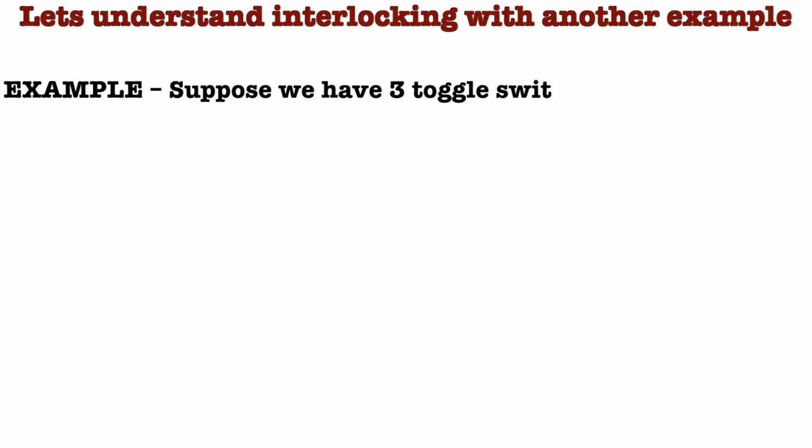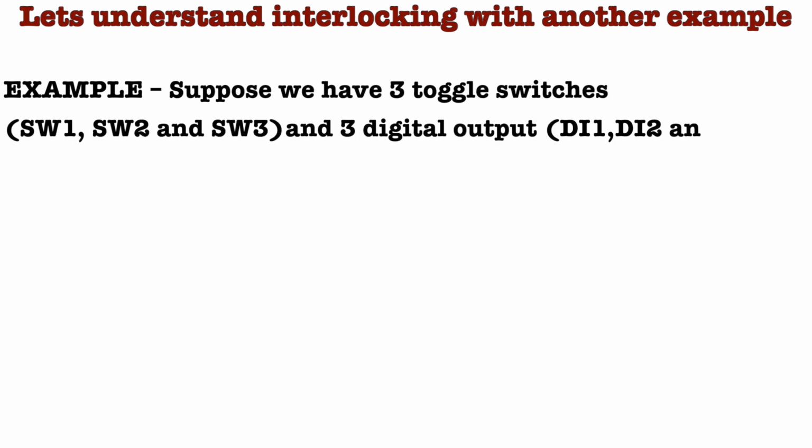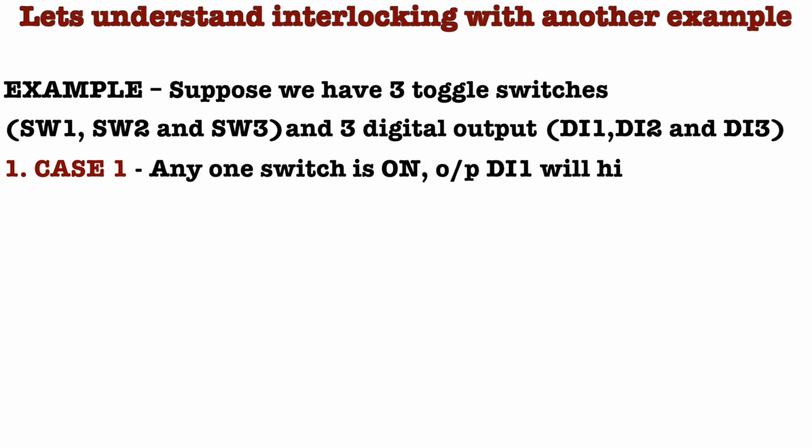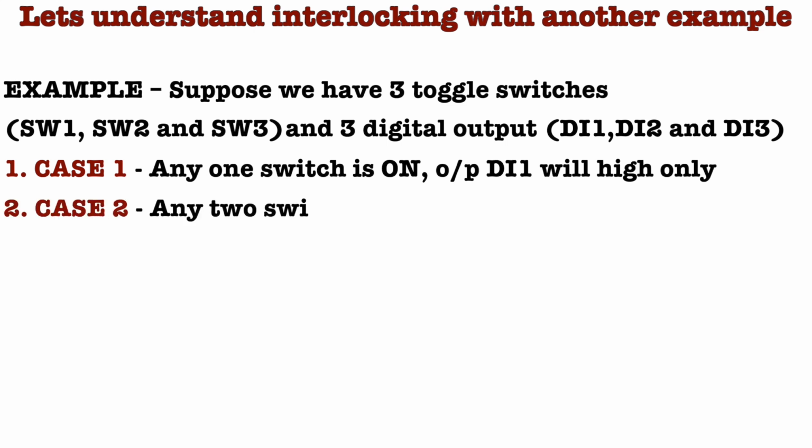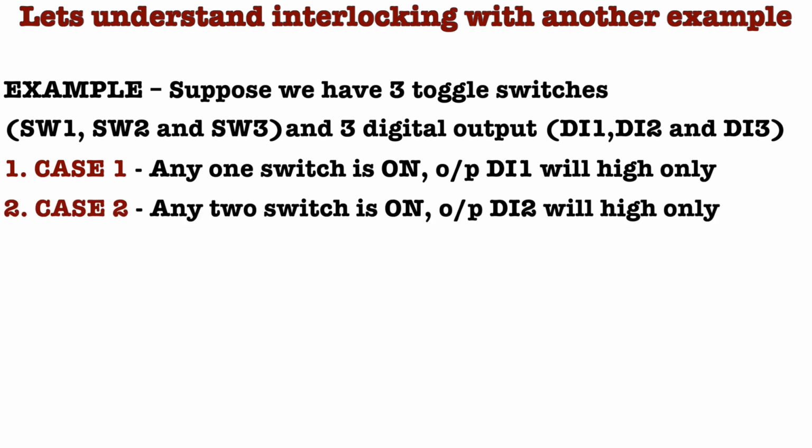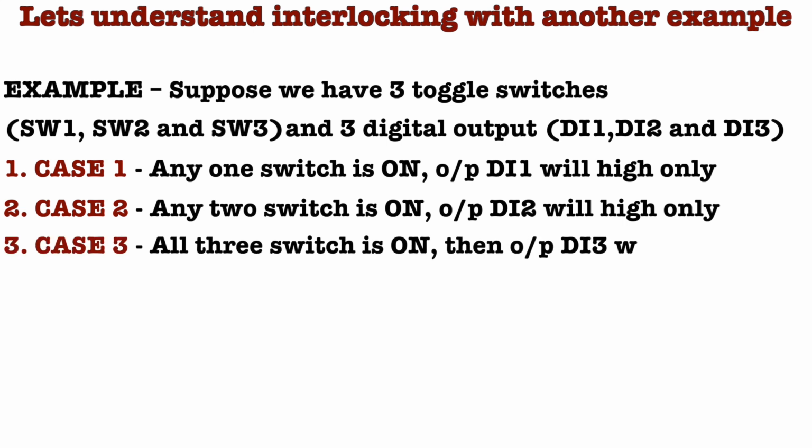interlocking with another example. Suppose we have three toggle switches, SW1, SW2 and SW3, and three digital outputs, DO1, DO2 and DO3. Case 1: if any one switch is on, only output DO1 will be high. Case 2: if any two switches are on, only output DO2 will be high. Case 3: when all three switches are on, only output DO3 will be high. Please focus on the word "only", this is very important.